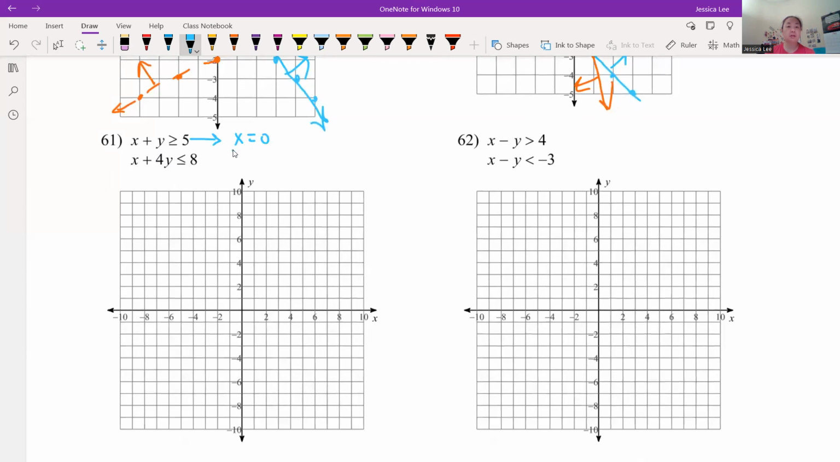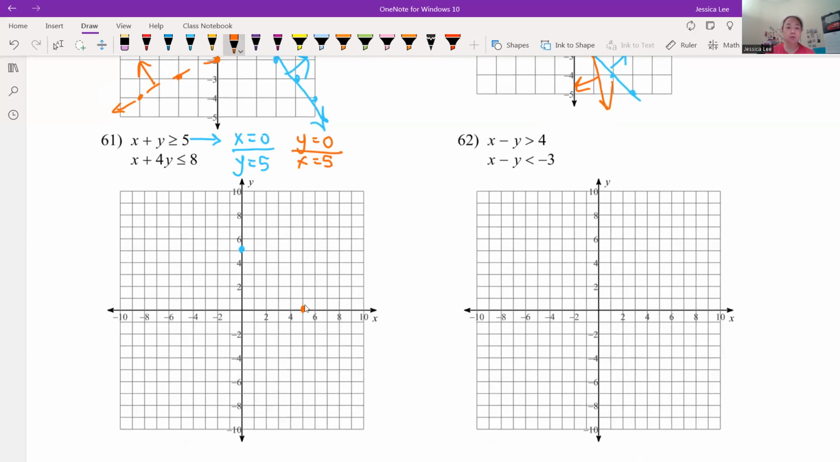X is equal to 0. If x is equal to 0, y is going to be 5. Right, so x is 0, y is 5 is right here. And we're going to be like, well, what if y is equal to 0? Again, these are our intercepts. We're looking for the extremes. Y is equal to 0, x is equal to 5, because 5 plus 0 is 5. So x is equal to 5, and so we're going to be right here.